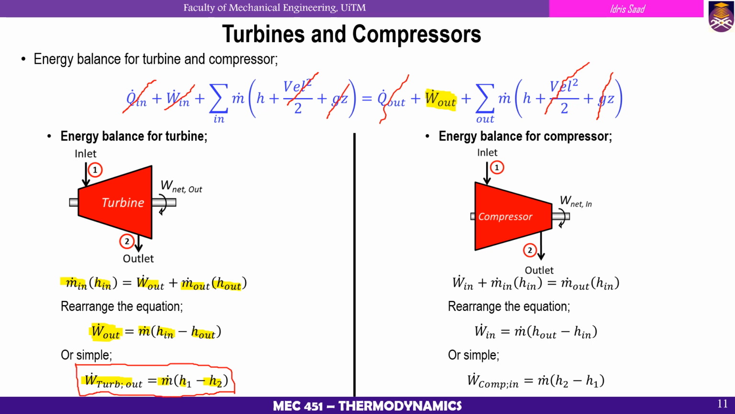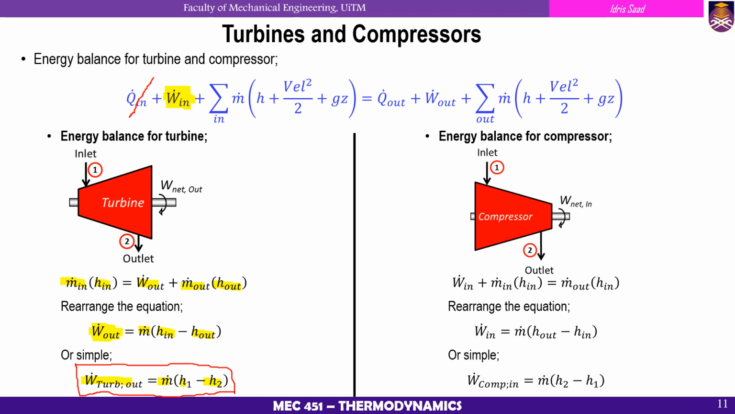Now let us go to the compressor. We know that the function of the compressor is to increase the fluid pressure by giving work input to the system. So for our energy balance equation, of course we assume Q in is equal to zero, and we have to give the power to the compressor. That means the compressor requires the work input.